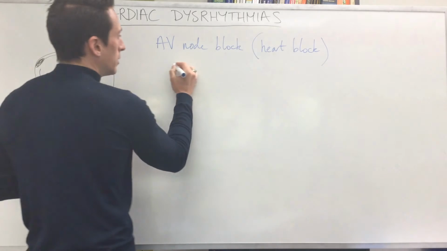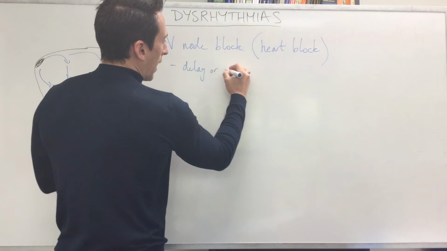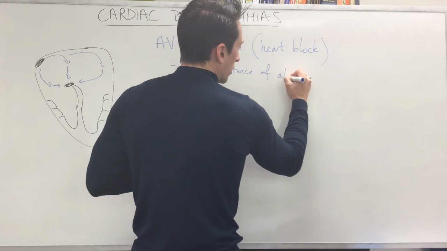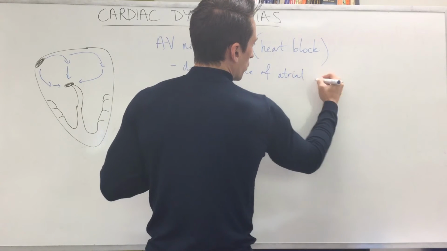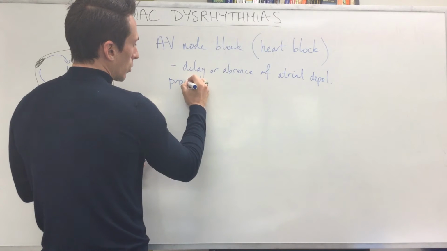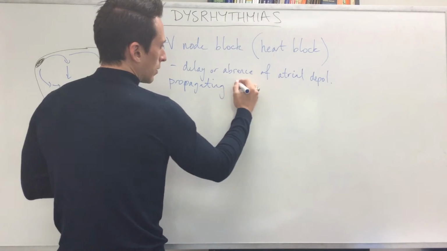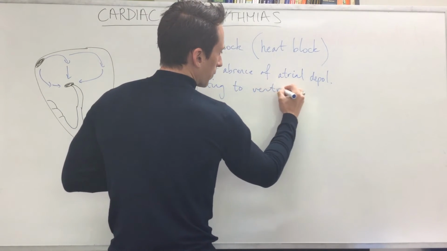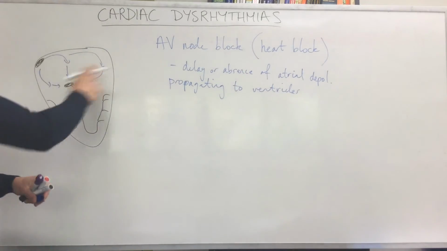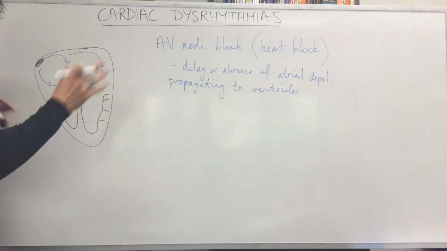Okay, so what it is is a delay or absence of atrial depolarization propagating to the ventricles. I'll state that again. It's a delay or absence of all this atrial depolarization propagating through to the ventricles. So it's either a delay of some sort or it's not happening.